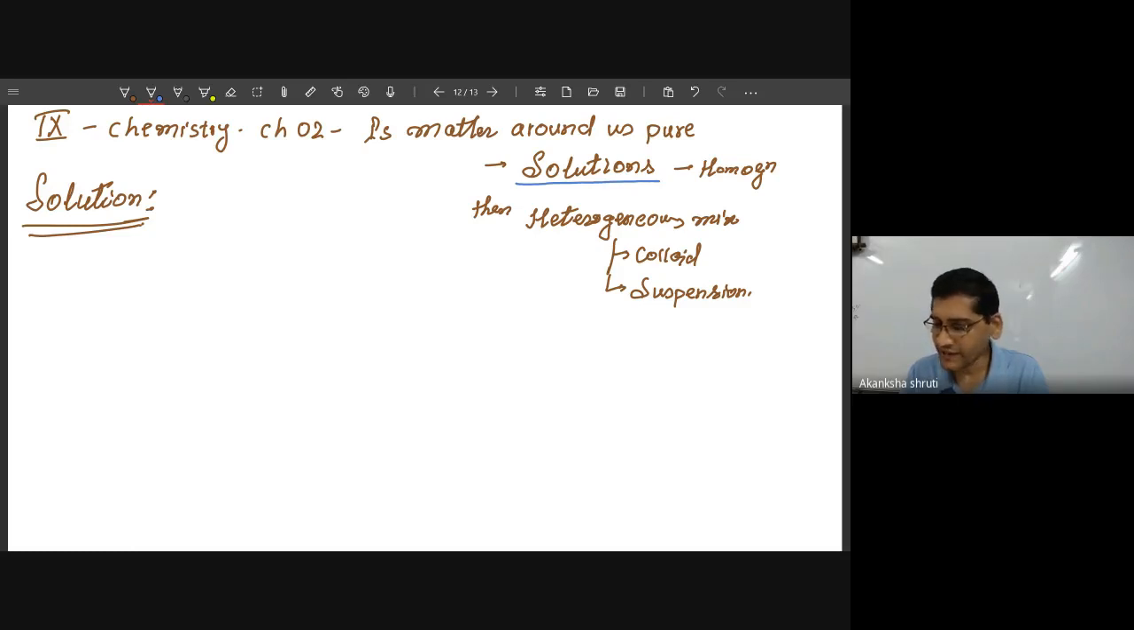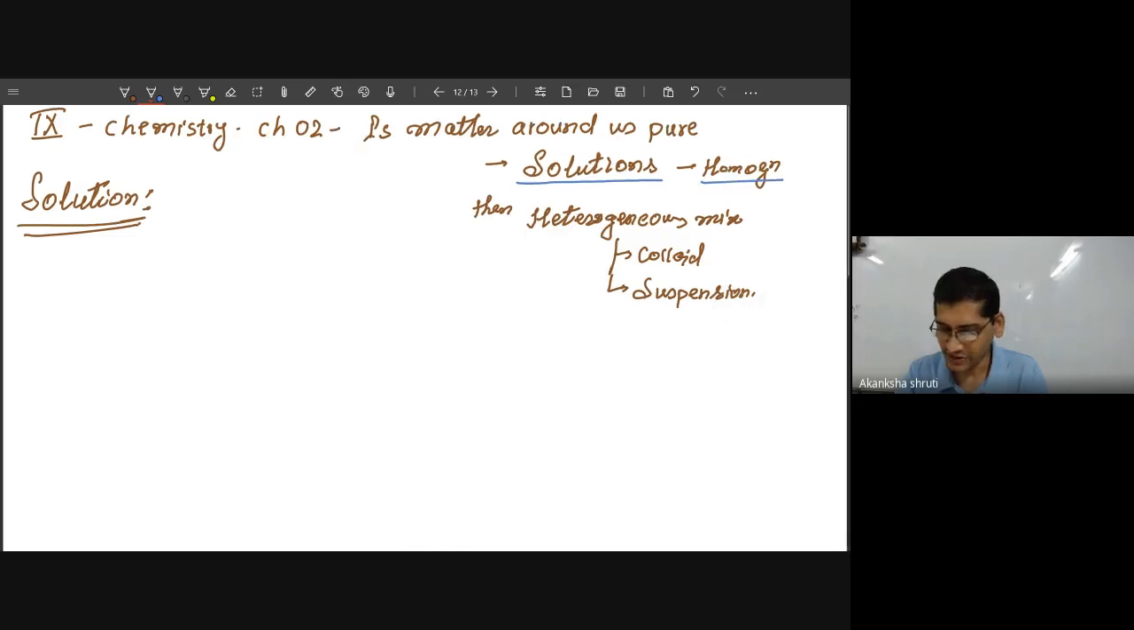That we have learned earlier, that mixture is classified into two categories. One is called homogeneous, another is called heterogeneous. Homogeneous can be a solution or an alloy. What is an alloy? In detail we have learned earlier. Now heterogeneous can be a colloidal solution or suspension.